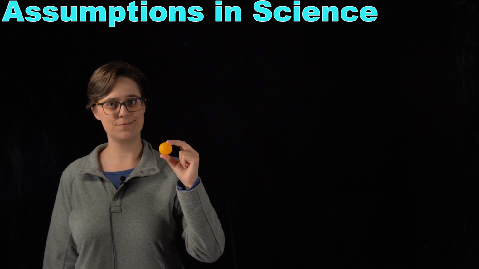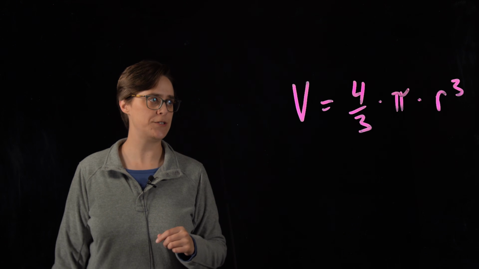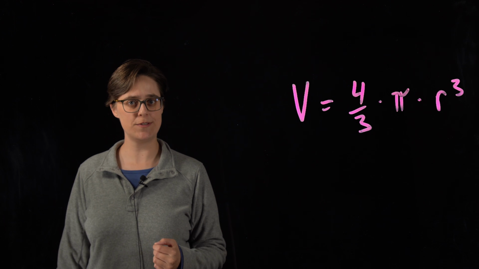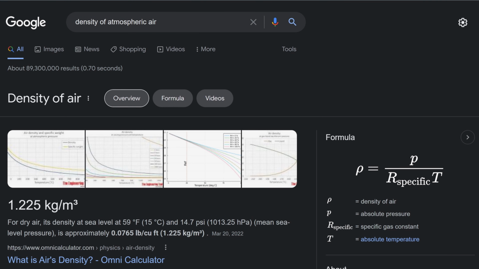My plan is to measure the diameter of the ping pong ball with calipers, and that's 37.37 millimeters. Convert that into a radius. I'm going to plug the radius into this equation to calculate the volume of a sphere. Then I'm going to use the density of atmospheric air to convert that volume into a mass. There will be some unit conversions along the way, but that's my plan.